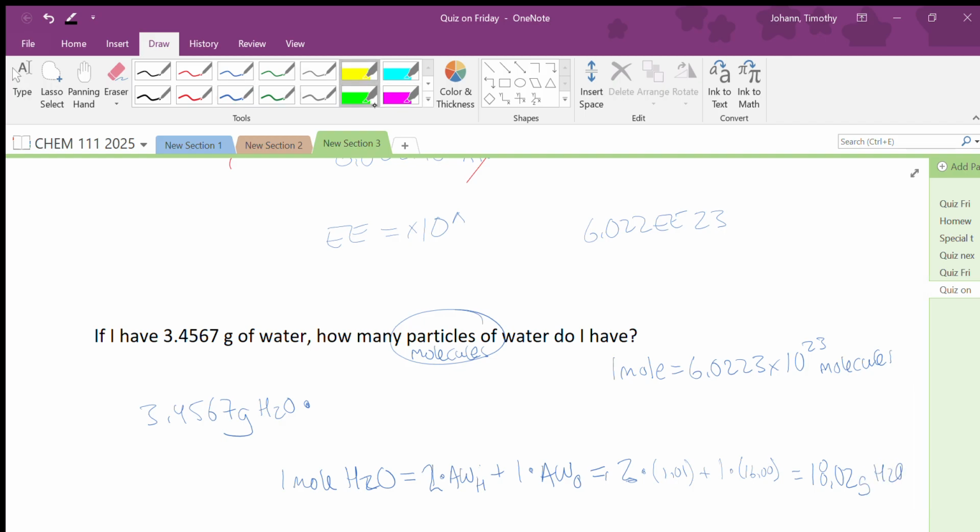So that's our next conversion factor right here. This is equal to this. I need to go from grams to moles. What goes on top here? The 18.02 grams or the 1 mole? 1 mole, right. 1 mole H2O, 18.02 grams water. Grams of water cancels with grams of water. Now I need to get to molecules of water, so now I'm using this one. What goes on top?